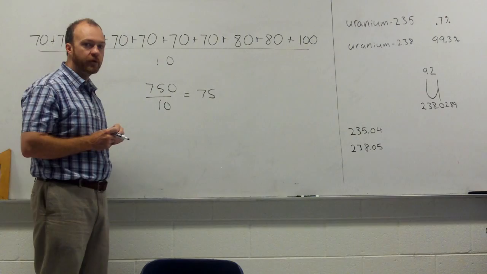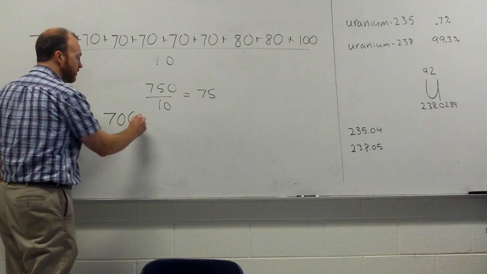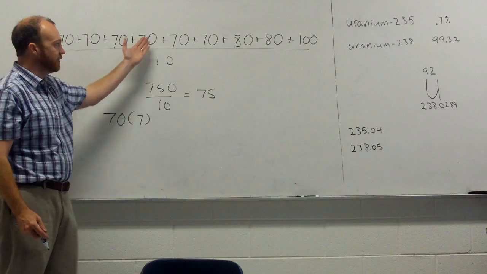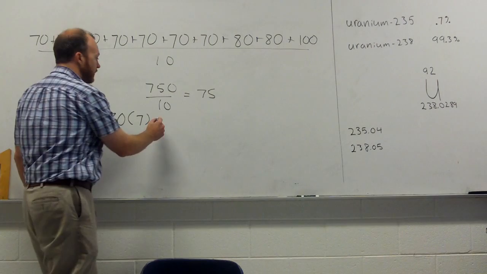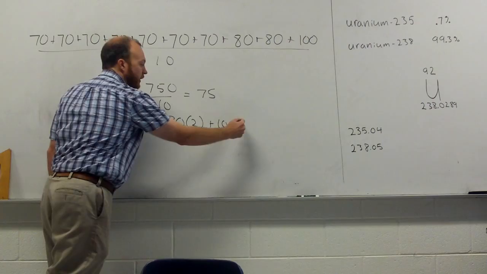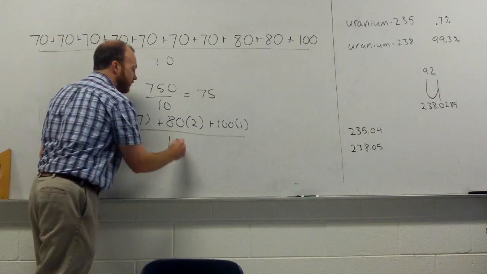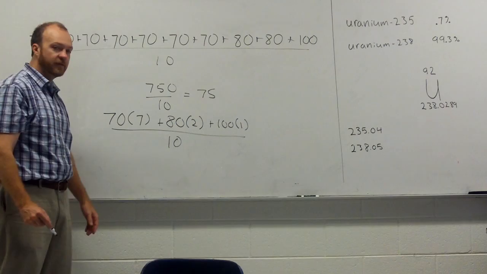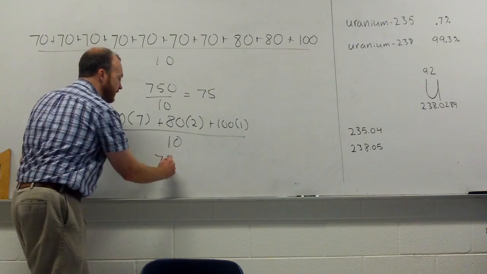What you could say is some people made a 70, and there were 7 of them. So instead of adding 70 plus 70 plus 70 and so on, you could simply do 70 times 7. Likewise, you could take 80 and multiply it by 2, and you could take 100, and there's only one of those. You could add up all those numbers and divide by the number of things that you have. 7 things here, 2 things there, 1 thing there. That's 10. We still have 10 things. So 490 plus 160 is 650 plus 100 is 750. We divide that by 10 and our average is still 75.